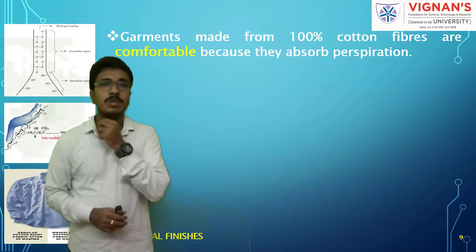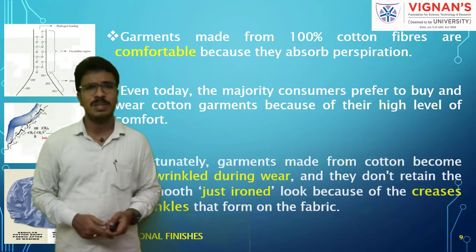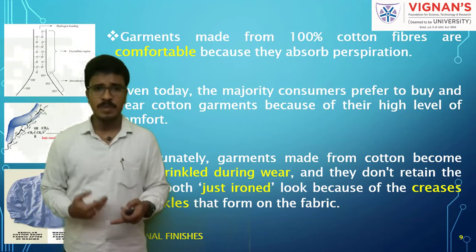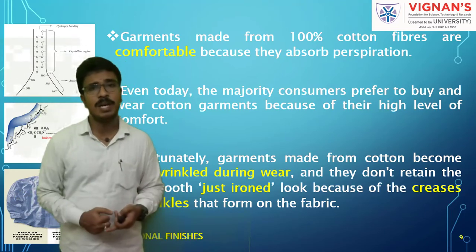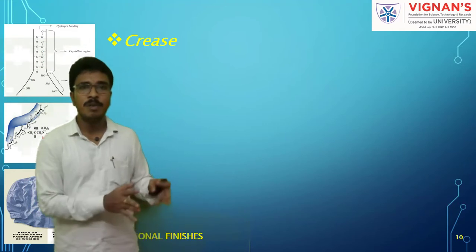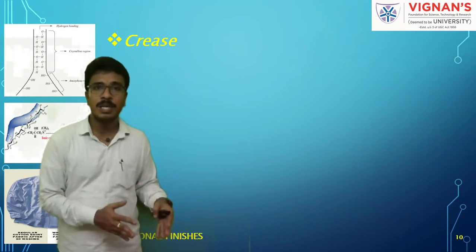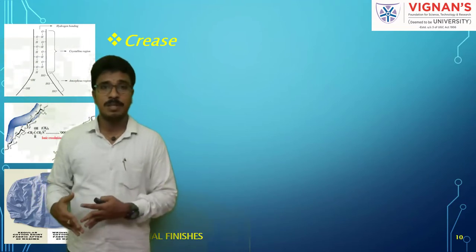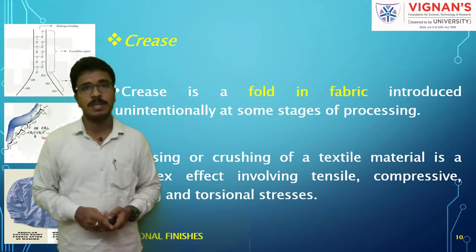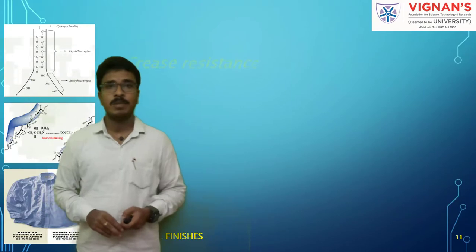Okay, now garments made out of 100% cotton are comfortable because they absorb moisture. Okay, and the main problem, as we discussed already, is that it will badly wrinkle during wear and after washing, where we need to iron each and every time if we are wearing garments made out of cotton. Now we will see what a crease is. Till now we didn't say anything about how these creases form. So till now we have discussed the chemical structure of cotton. Without knowing the chemical or internal structure of the fiber, we cannot dig into the reason behind this creasing. So first we will see what a crease is. It is nothing but a fold in a fabric, introduced unintentionally at some stage of processing. That is called a crease.